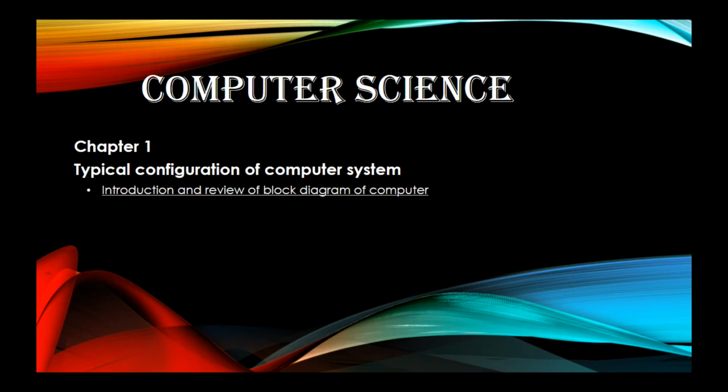Today we are discussing chapter one of Computer Science, second year PUC. The chapter name is Typical Configuration of the Computer System. In this video we are discussing the introduction and review of the block diagram of a computer.